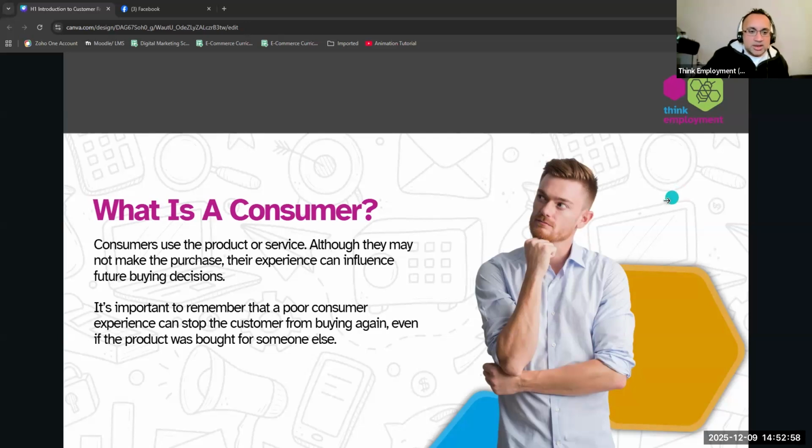So I just want you to understand that consumer and customer is different, but just because the customer is the one that's buying, it doesn't devalue the consumer. The consumer is powerful because that's your walking, talking marketer for your business for free if you look after them. Okay. So that is important to understand.